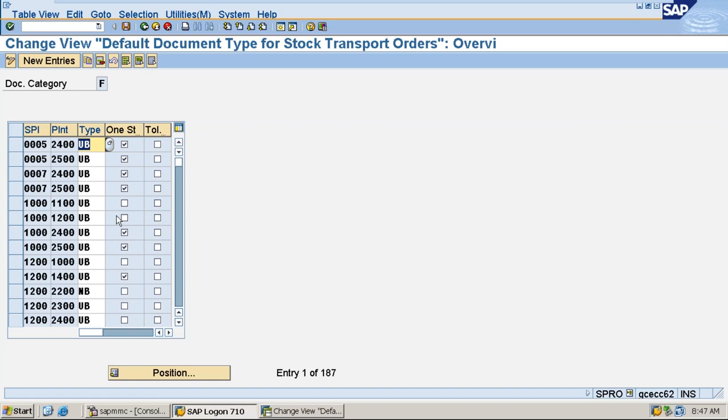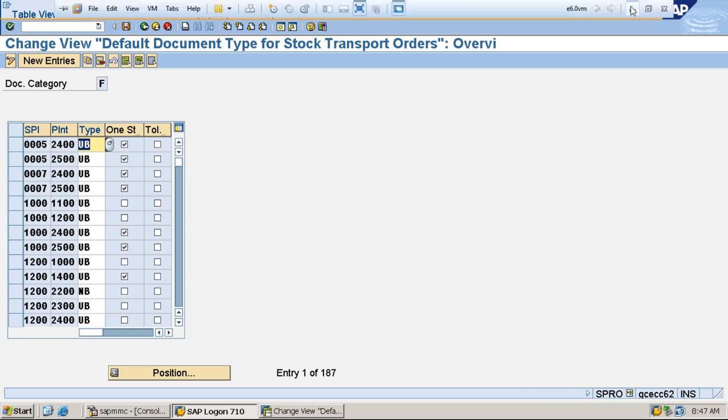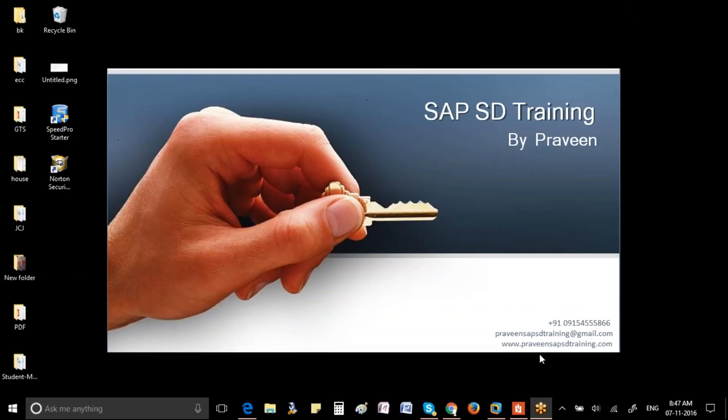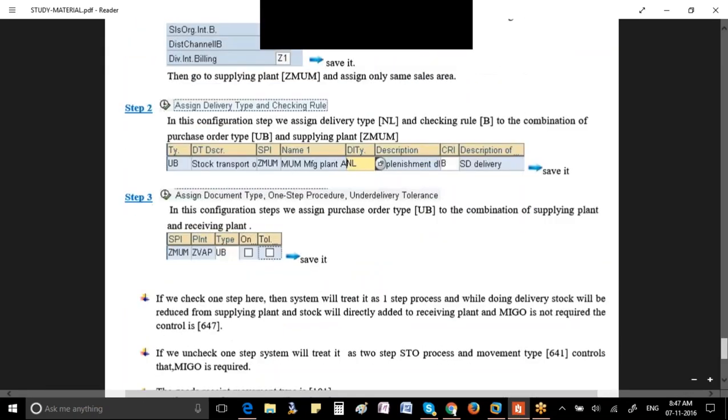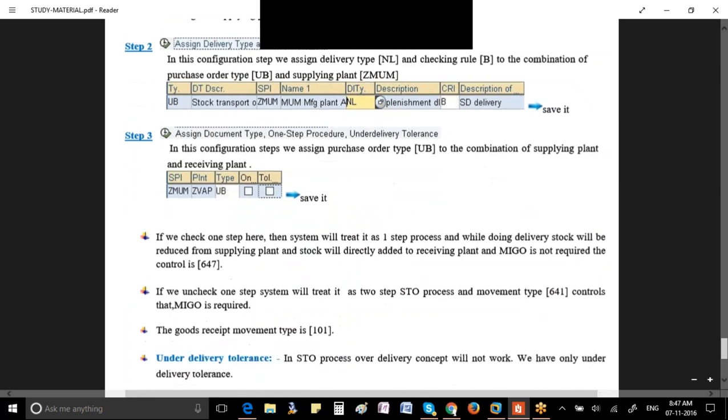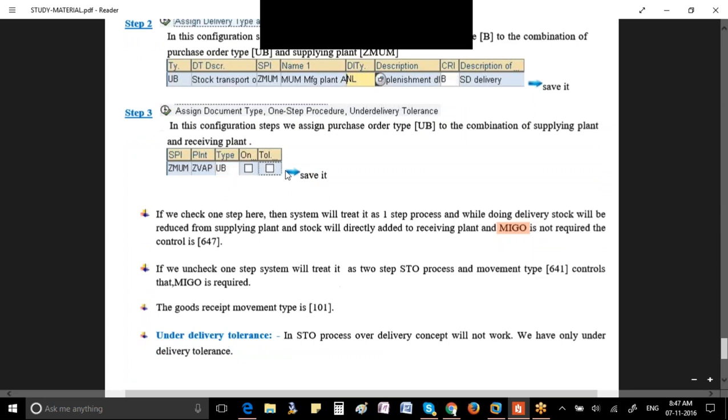Okay, and we also have tolerance here. In STO we know that we don't have over delivery tolerance. Okay, we don't have over delivery tolerance in STO. In STO, it is unlimited tolerance. We can increase the quantities to any number. Okay, so if we check this, it becomes one step. Okay, and MIGO is not required. Why? Because it's one step. And under delivery tolerance, this one. Okay, in the STO process, the over delivery concept will not work.